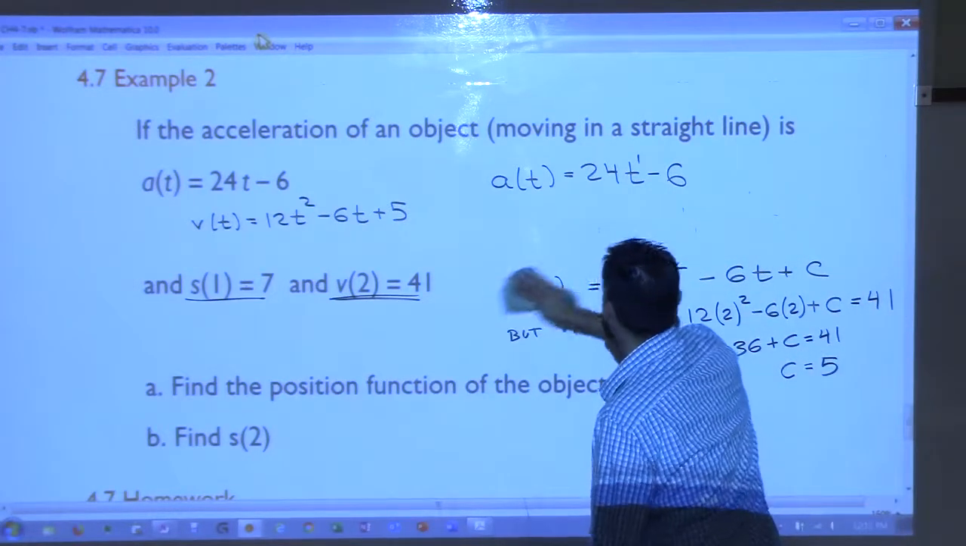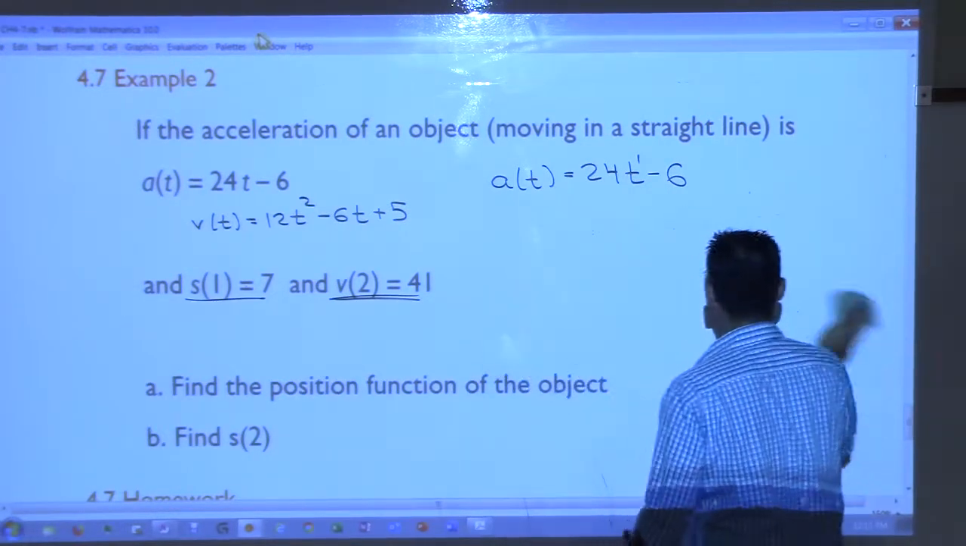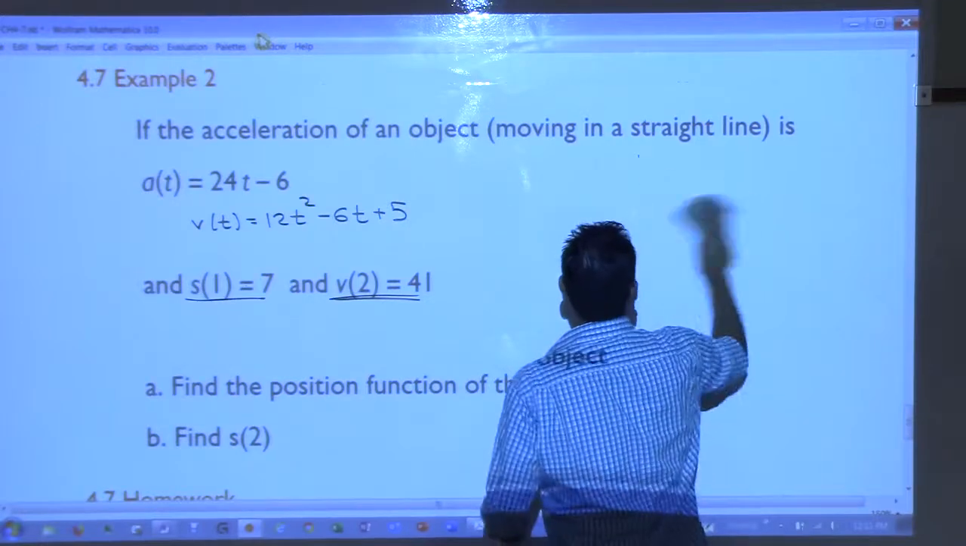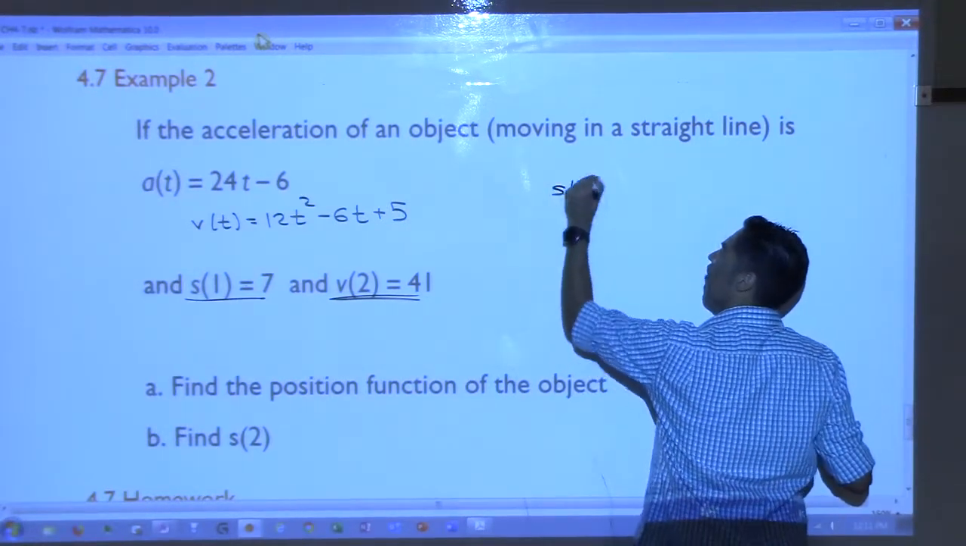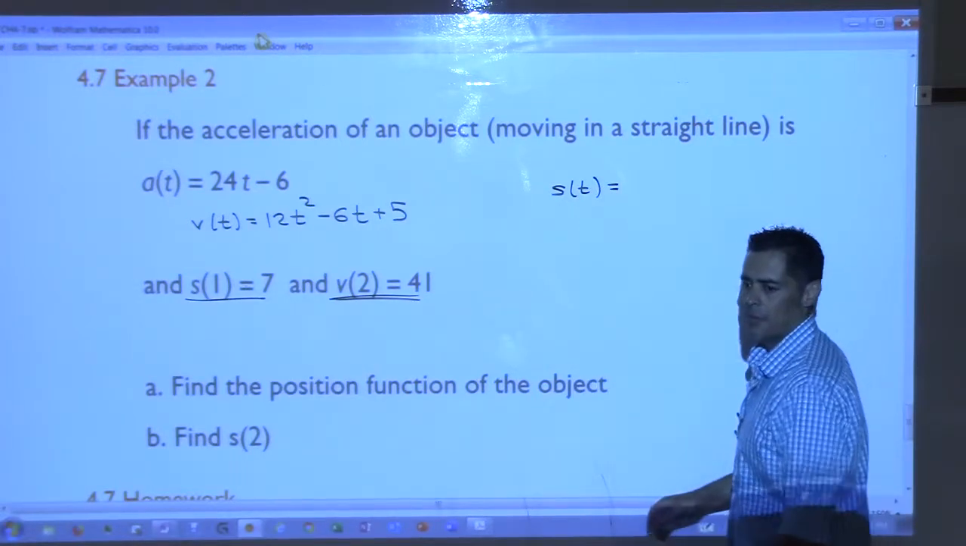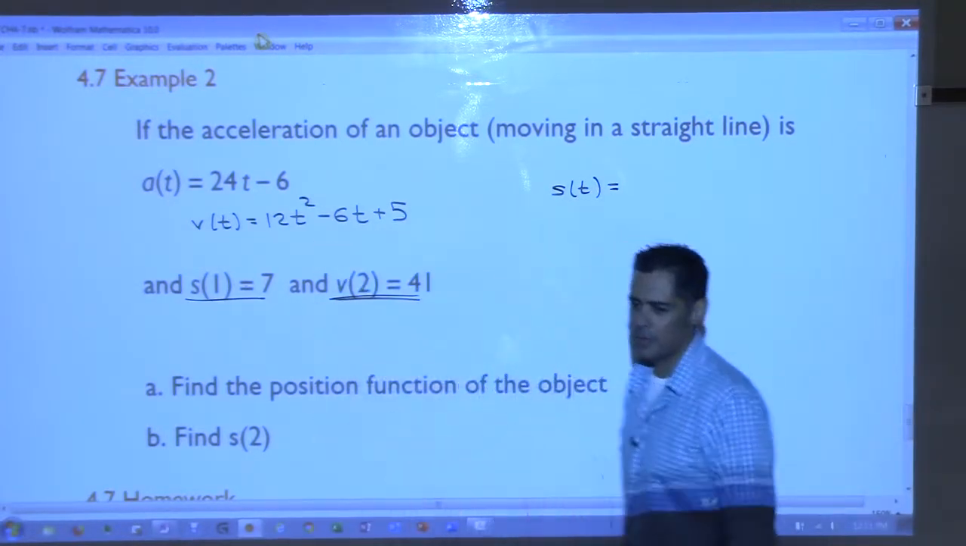We need to get the position function, right? So how are we going to get the position from the velocity? We take the next antiderivative. Yeah, take the next antiderivative. So how do you feel about the antiderivative of this?